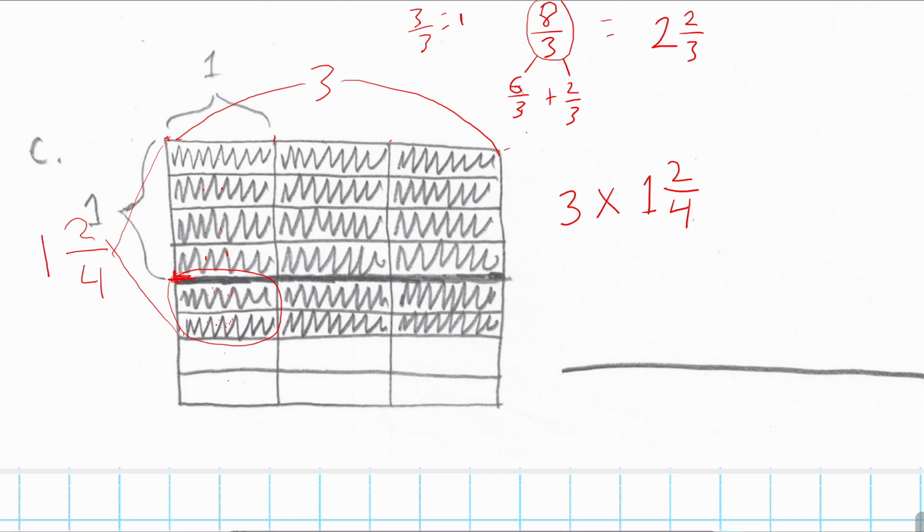Okay, so let's change the color a little bit. All right, so what is this equal to? Well, we have to use the distributive property, and we have to multiply this 3 times 1 plus 3 times 2/4. So our new expression is going to look like this.